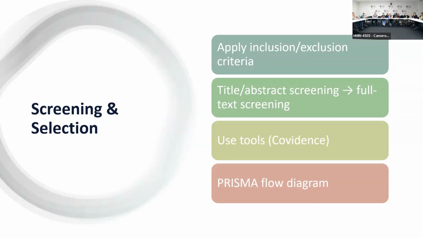Now, one of the key parts of a systematic review is having a PRISMA flow diagram, and I'll show you what that is later, but that's why we need to keep a log at every step of what we did and why we did that.